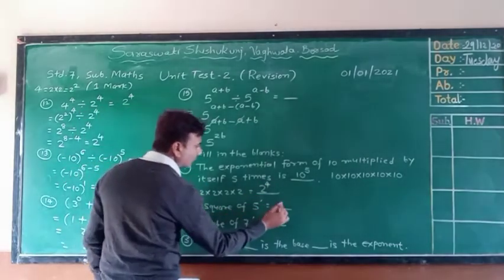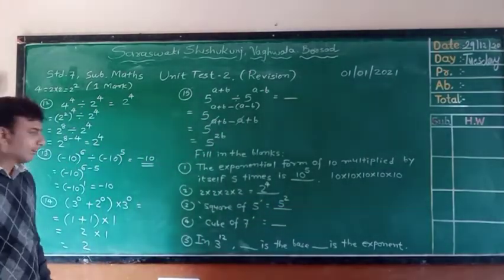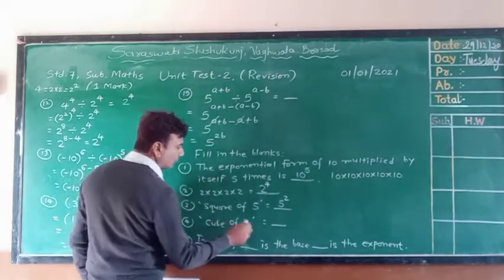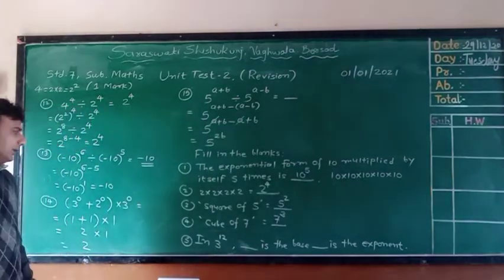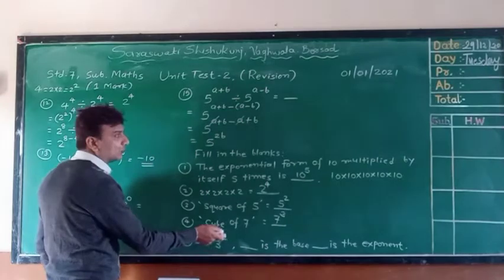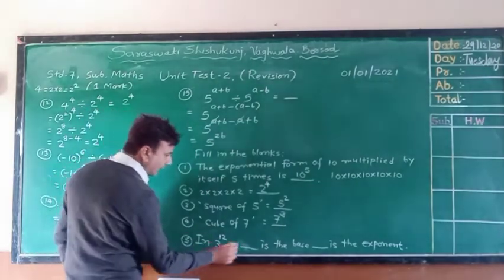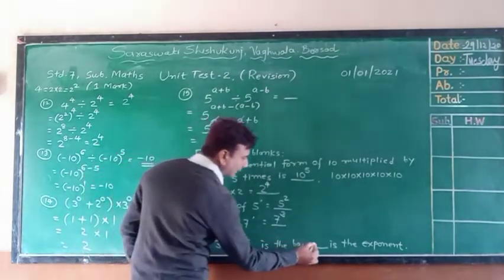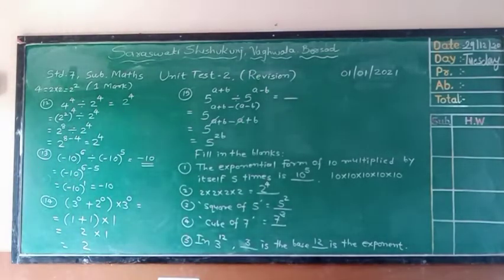Square of 5. Cube of 7. Cube means 3 and square means 2. 7 cube. In 3 raised to 12, blank is the base. 3 raised to 12: 3 is the base and 12 is the power. So 3 is the base and 12 is the exponent. Is it clear?